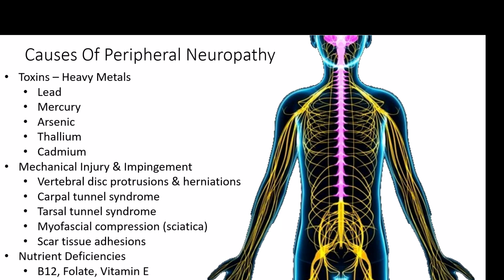Nerves can be compressed in the carpal tunnel in the wrist or in the tarsal tunnel in the ankle, or they can be compressed by contracted muscles, as happens with the sciatic nerve and the piriformis muscle in the buttocks. When scar tissue is formed in the process of healing an injury, the scar tissue can stick or adhere to a nerve, pulling on the nerve. This can interfere with nerve function, cause pain, and weakness of muscles innervated by that nerve.